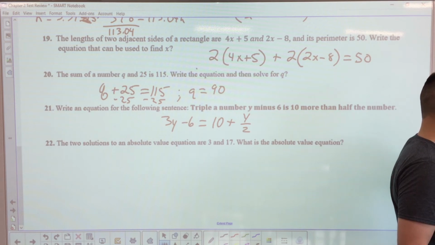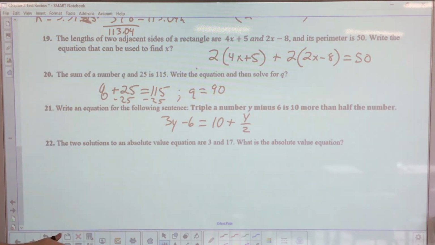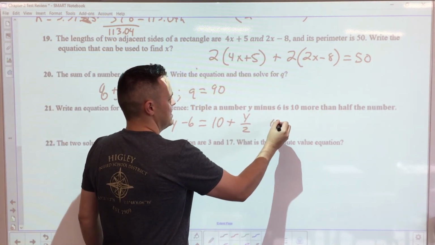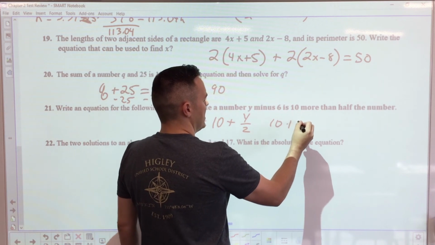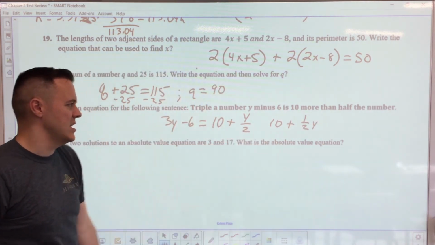Make sure I got that. Yes. Okay, since it's y, make sure it's the same variable. Now, I would also accept 10 plus 1/2 the number like that. That and that are the same thing.